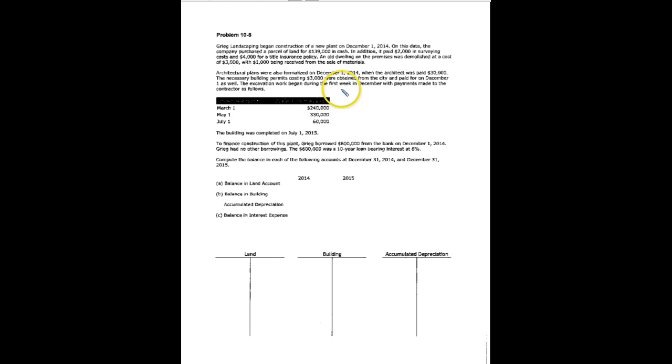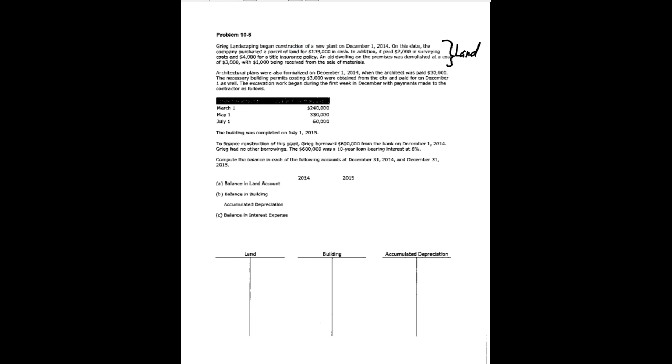Here we go. So Great Landscaping began construction of a new plant on December 1, 2014. On this date, the company purchased a parcel of land for $139,000 in cash. It paid $2,000 for surveying, $4,000 for a title insurance policy. An old building on the premise was demolished and it cost $3,000, but we got $1,000 back from sale of the materials. I hope you recognize these are all costs of acquiring the land and getting the land ready for construction.